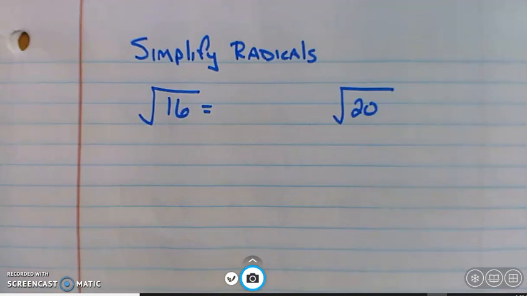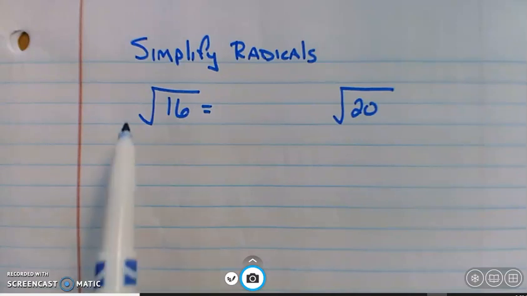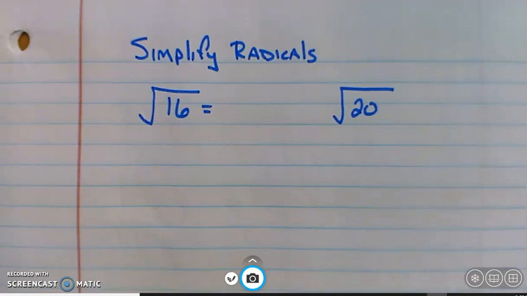Hello, today we're going to continue our discussion of radicals, and we're going to simplify some more radicals. As you can see, I've got two examples here for you. The first one, the square root of 16. I can go through and look at the square root of 16, and you might recognize the square root of 16 already.